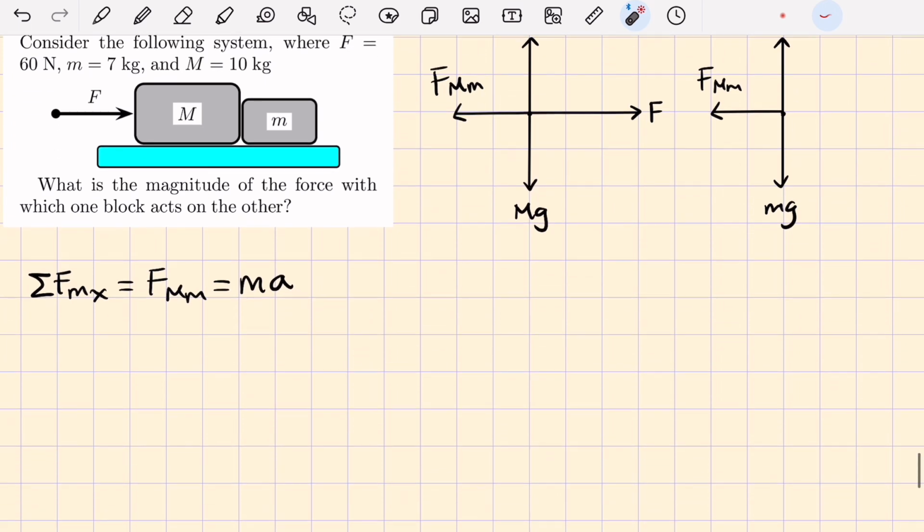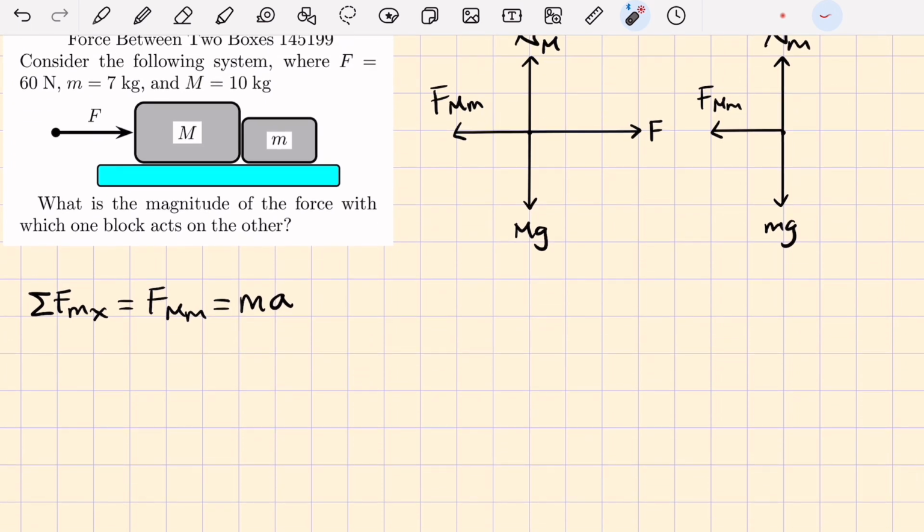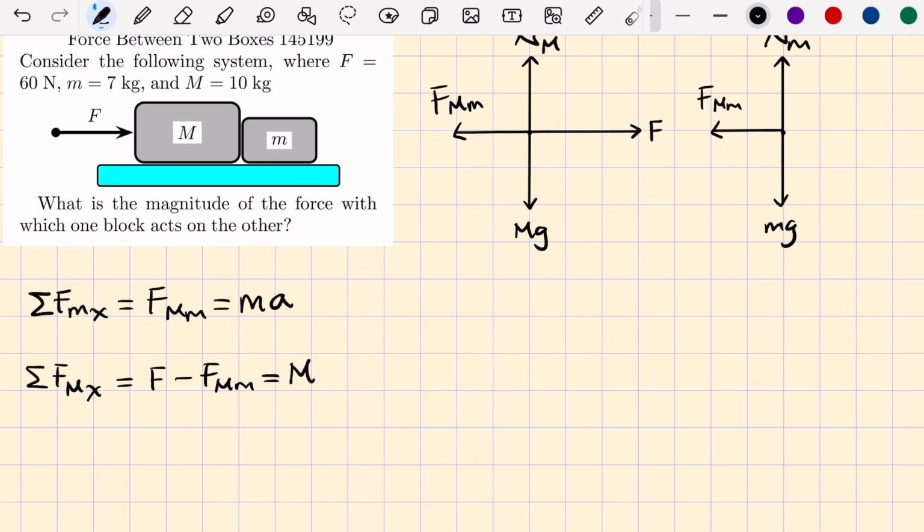Now let's sum the forces for the bigger mass. Notice how I'm using lowercase and capital M intentionally. So I will assume that the motion of this system is to the right. Therefore, force F is positive. And then because we have acceleration of the system, this is equal to mass times acceleration with capital M. Okay, what do we do now?